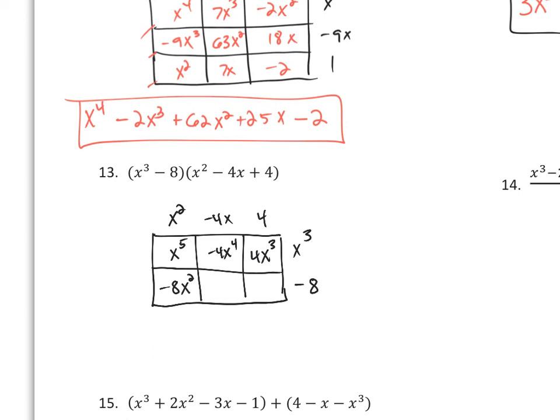8 times negative 4 is going to be a positive 32x, and 4 times negative 8 is negative 32. So I notice that I have no like terms in here, so my answer is just the stuff inside the table rewritten. So x to the 5th minus 4x to the 4th plus 4x to the 3rd minus 8x squared plus 32x minus 32.